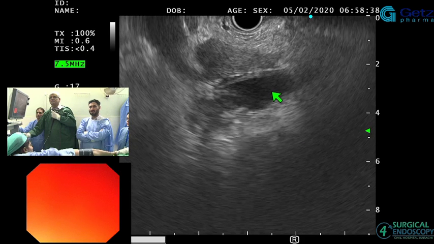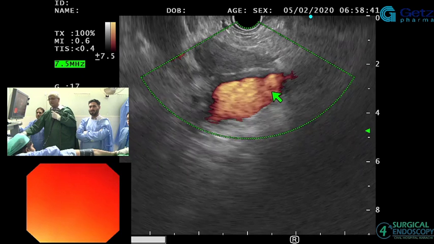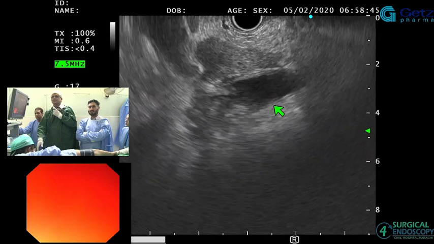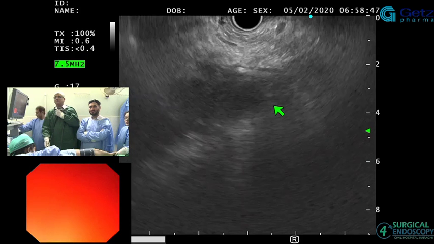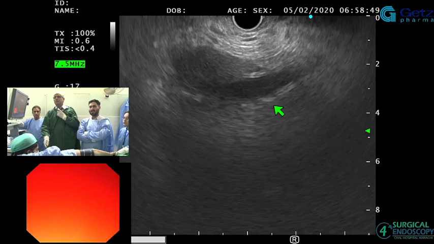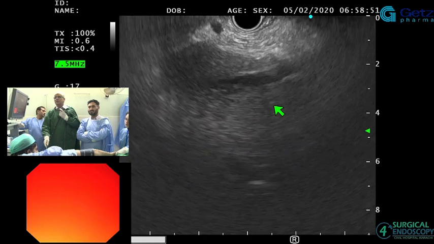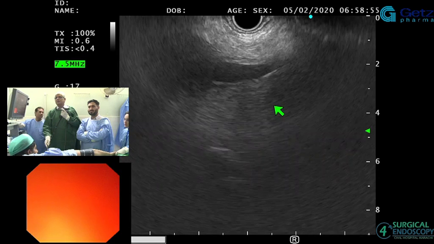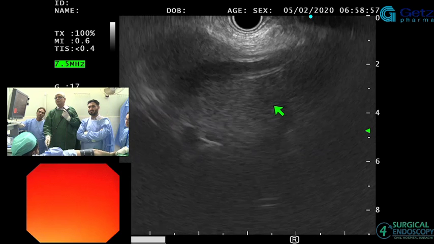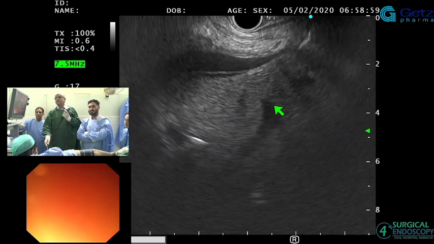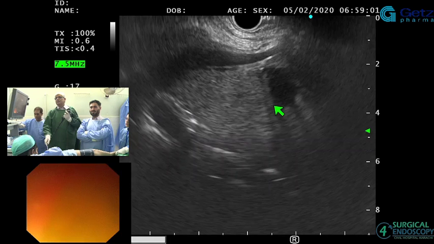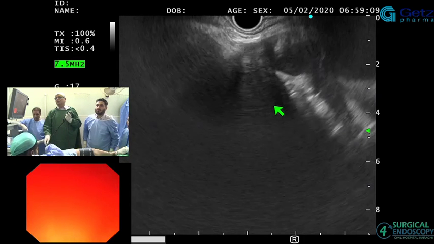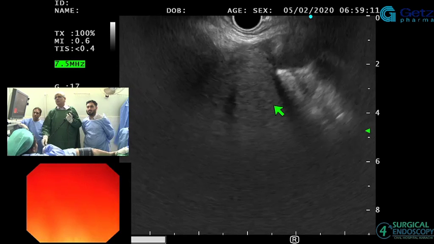Intrahepatic IVC there. Okay, and this IVC, if you keep pulling back, I'm going a little anti-clock, pulling back. A little more anti-clock, pulling back. Following the IVC, letting go. So we follow it, and we've come to the heart there. That's the right atrium. Okay, so we can follow the IVC all the way to the right atrium.